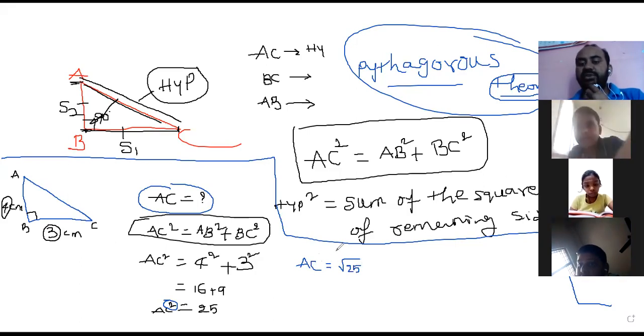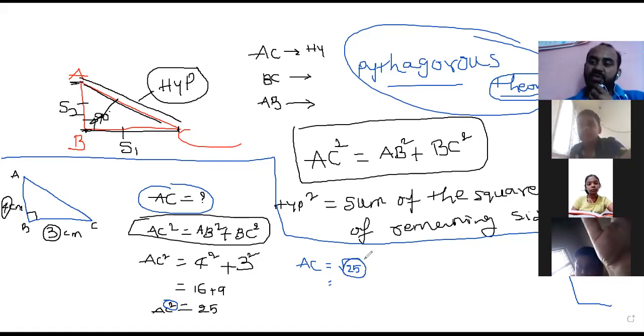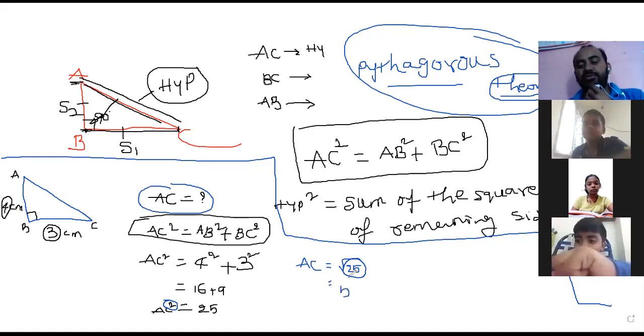After this, I will tell only one step. Don't ask how, sir. That is behind your knowledge. That's why I am telling the trick: learn the squares from 1 to 30. In 1 to 30 squares, 25 is a square of one of the numbers. What is that number? 5. 5 square.